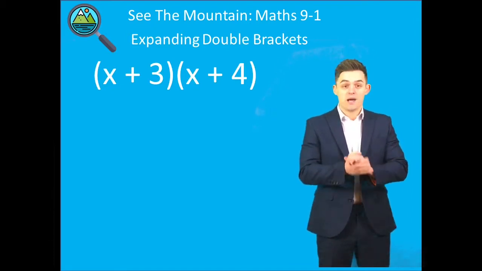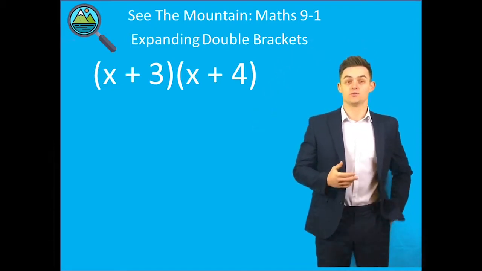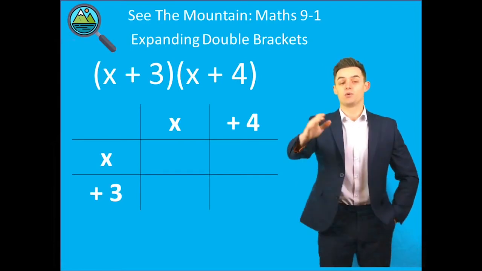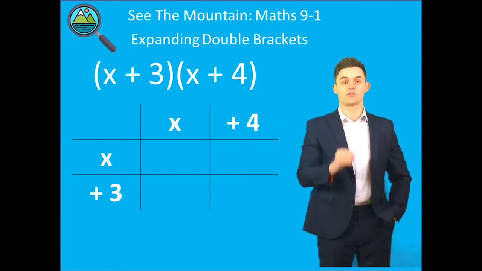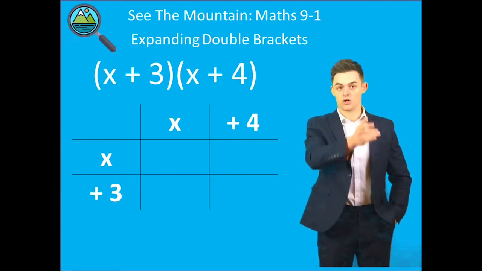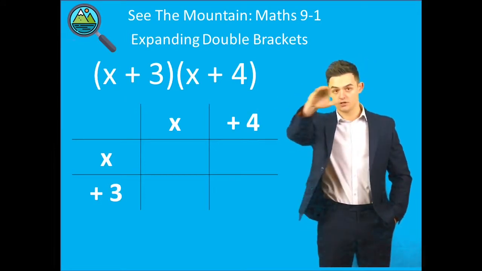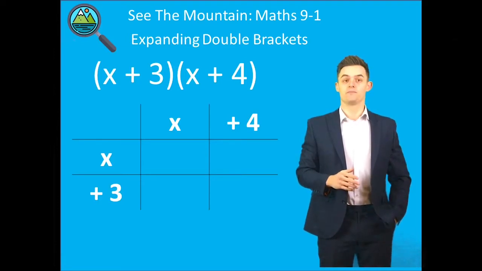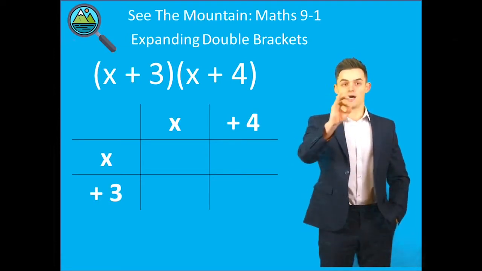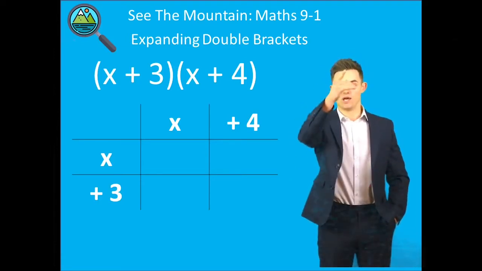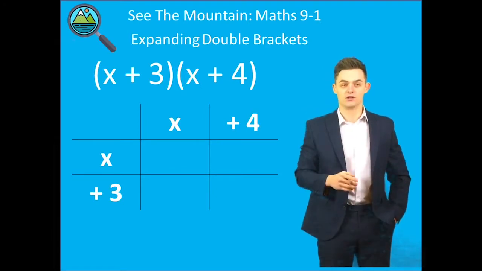Now, there's a nice method that we can use to make things simple. It's called the grid method. Basically, what we do is we put the x and then the plus 3 down one column of the grid. Then we put the x plus 4 across the top row of the grid. And then we can just multiply each number where they sync up in the grid.